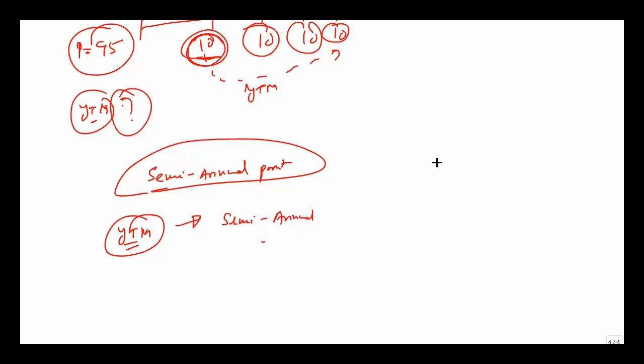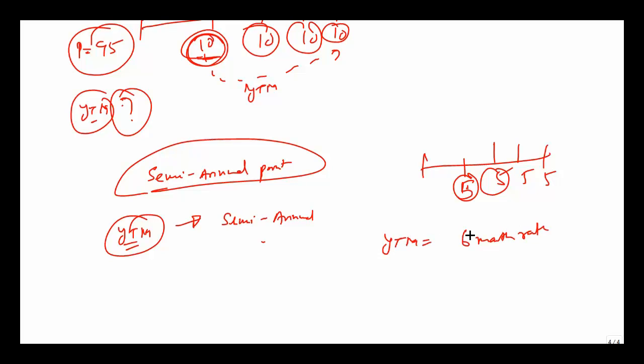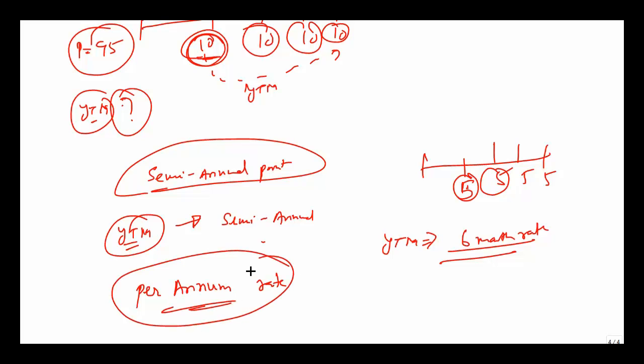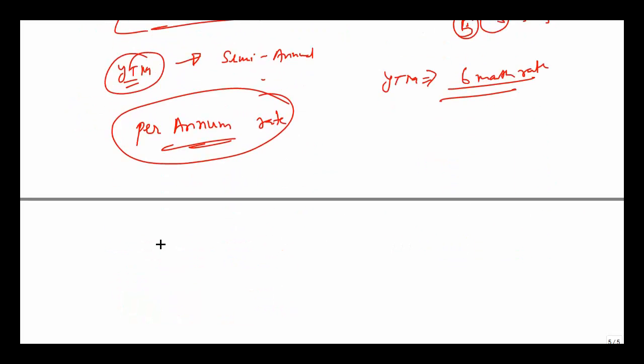So if you are getting a bond, let's say a $5 bond, these are the bond cash flows that you are getting, right? When you want to compute the YTM, your YTM would come as a 6-month rate. The YTM that you get would correspond to a 6-month rate, but we need to bring it to the per annum rate, because the rates are quoted on a per annum basis. So what we have to do is bring this to annual, and when we are bringing it to annual, we have a concept which is called the bond equivalent yield.